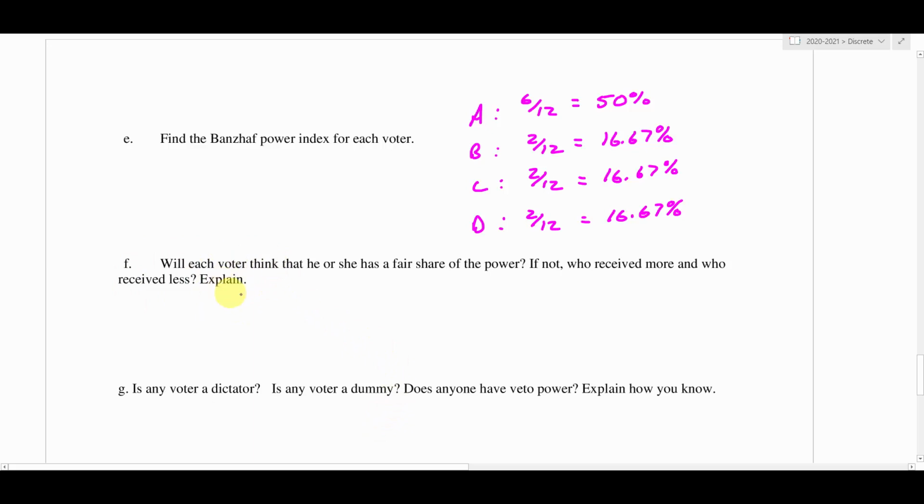So that's what part F is kind of getting at, is you want to try and put yourself in the shoes of each player here. Like if you were player A, would you be happy with this setup? And if you look at my answer key, I kind of talk about that from a couple different perspectives so you can see what I wrote down.